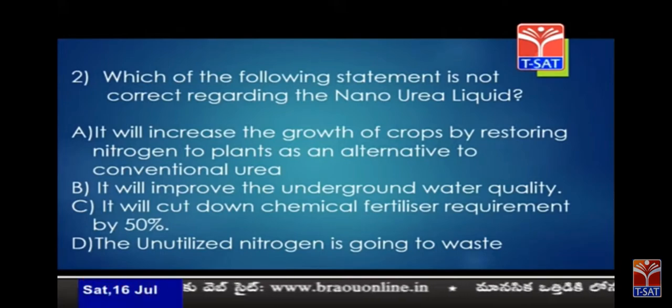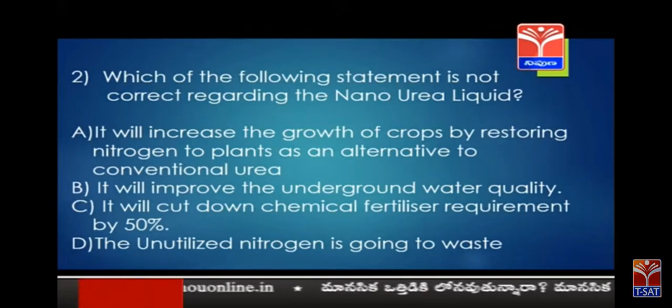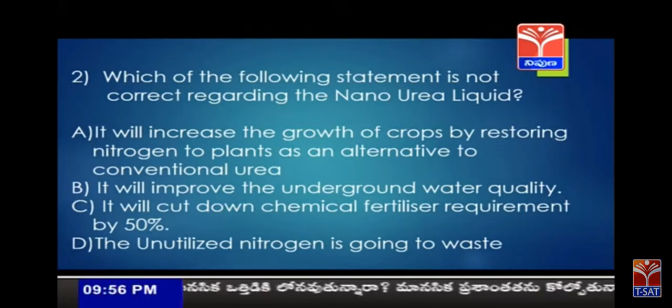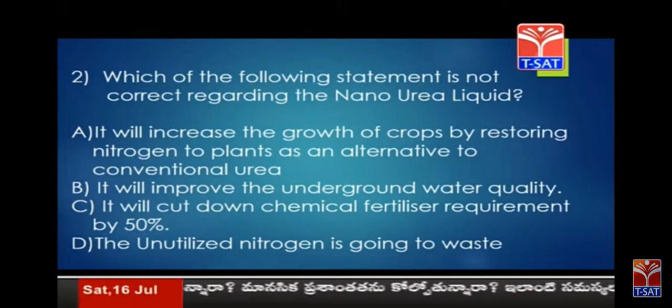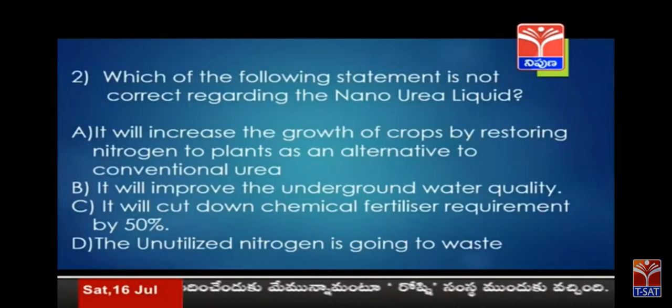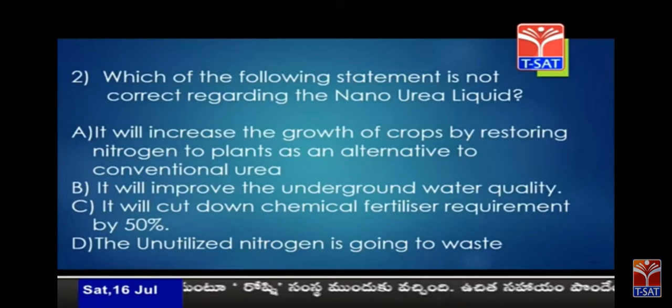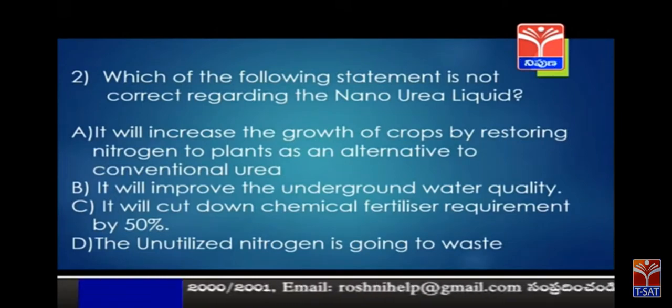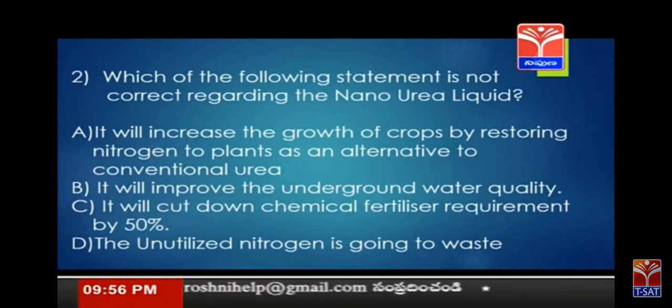Option D: the unutilized nitrogen is going to be wasted. Actually, the unutilized nitrogen will be stored in the plant and released later. But the fourth statement, option D, says the unutilized nitrogen is going to waste. So, it is a wrong statement. The question asks which statement is not correct, which means option D is not correct. So, you can choose D as the correct option, clear?